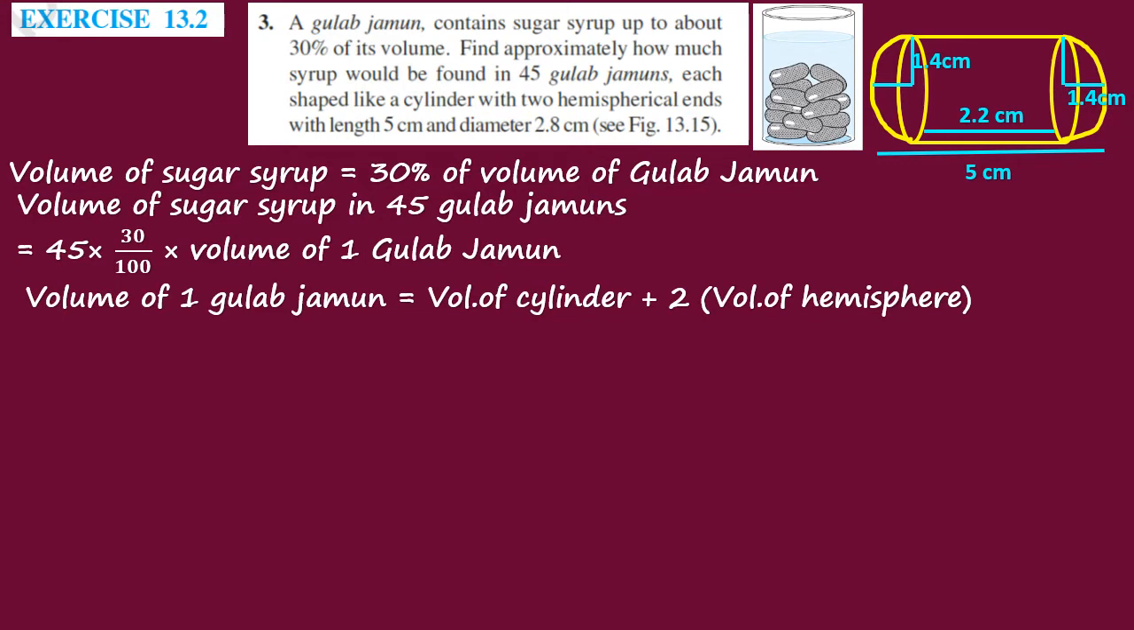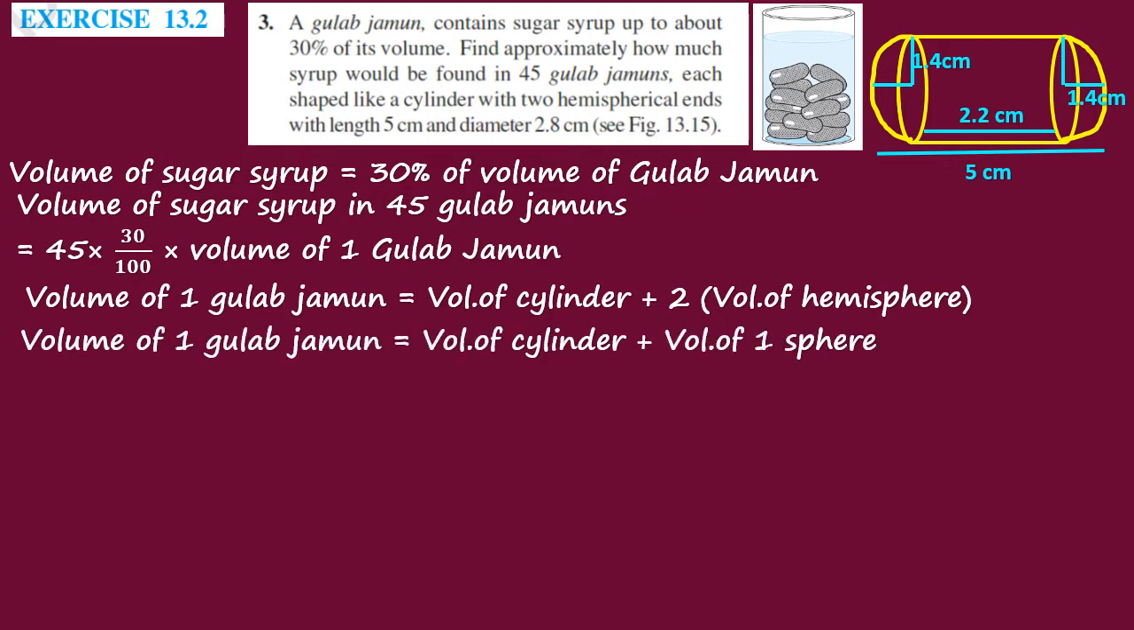Volume of the cylinder plus volume of 2 hemispheres. That is 2 into volume of hemisphere. So 2 hemispheres will make a sphere. So that means volume of cylinder plus volume of 1 sphere.